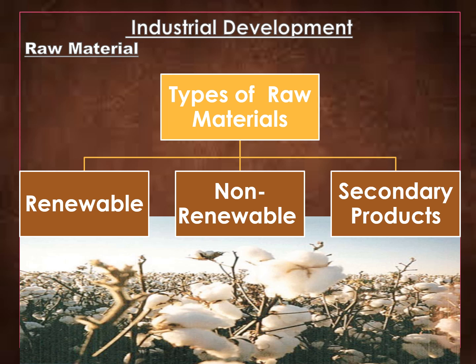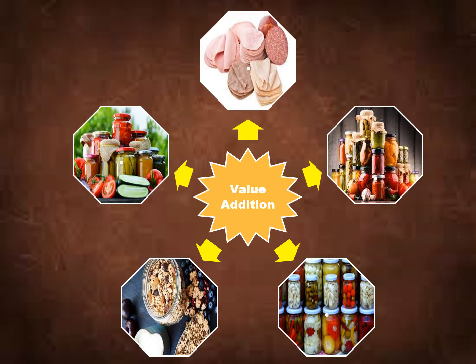If we talk about the secondary products, there are various processed products like cotton yarn and wheat flour, and manufactured products like cotton clothes and steel coins. These are all the secondary products.